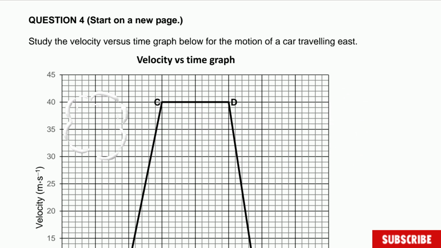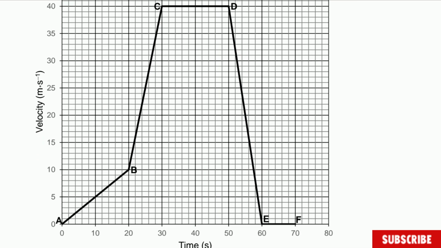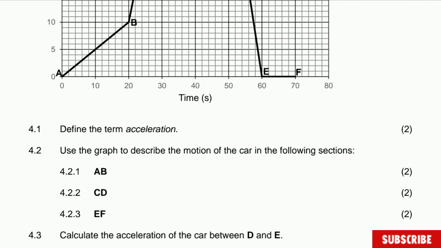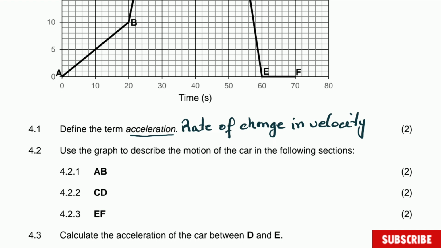This question says, study the velocity versus time graph below for the motion of a car traveling east, and here is the graph. Question 4.1 says define the term acceleration, and all you have to say is that acceleration is the rate of change in velocity. Rate of change in velocity is change in velocity divided by time. Any rate will be divided by time, and that is the definition of acceleration. In other words, this is also the formula for acceleration.